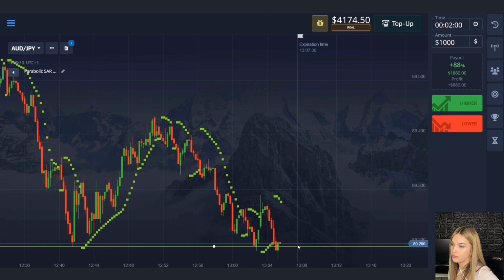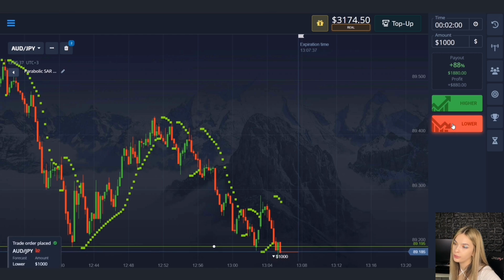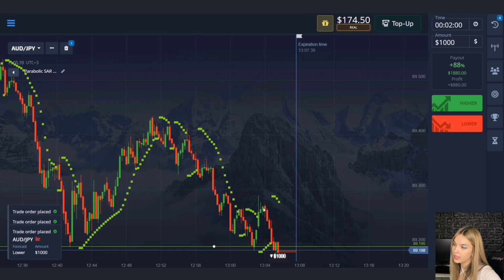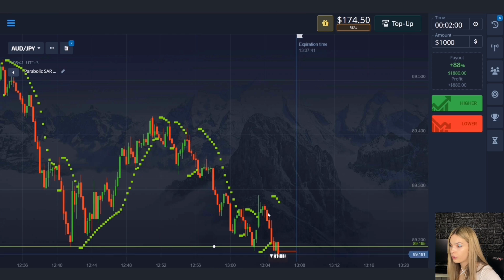Here we have a level of support. We also see that after the pullback, the price has again approached our level. It's already beginning to go beyond it. Let's open a deal for 2 minutes to go down. The price has extra potential for going down. It is more likely that the level will be broken.